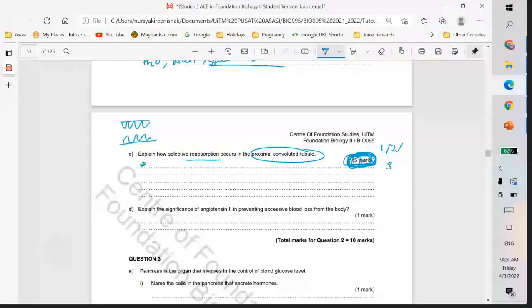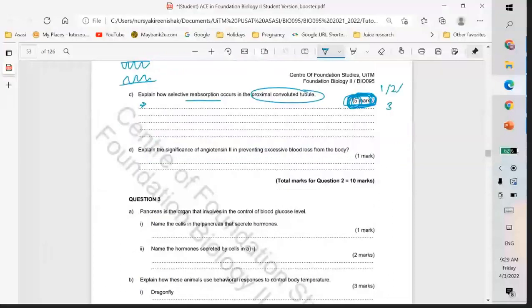So make sure you take note of those points. Let me repeat again, if you want to add more info into your answer. For the first point, glucose, amino acids, vitamins, and many inorganic materials are reabsorbed from the glomerular filtrate back into the blood at the proximal tubule.